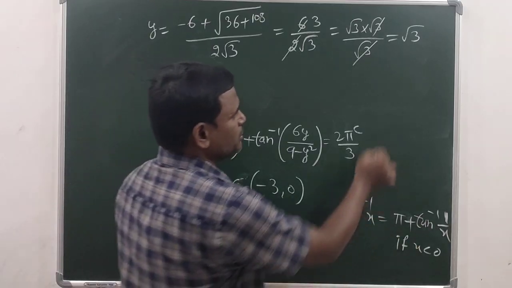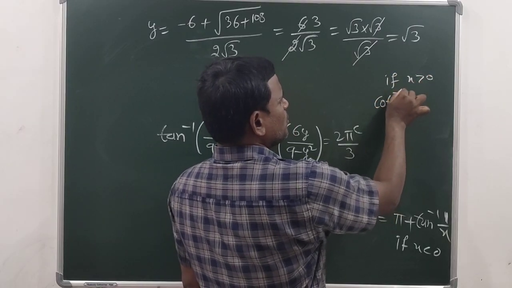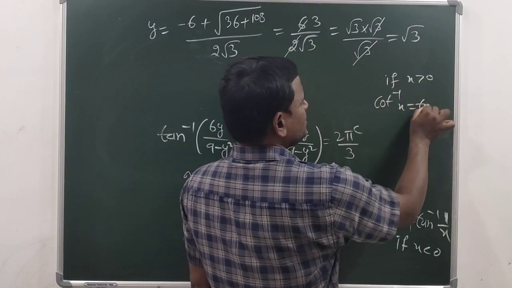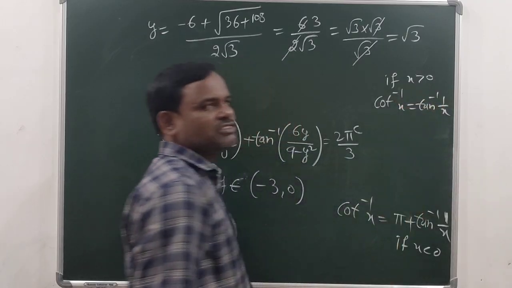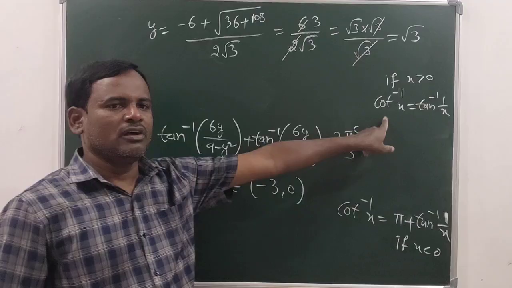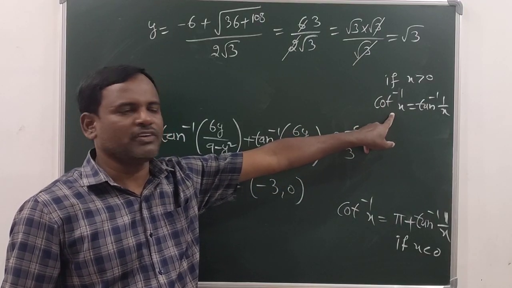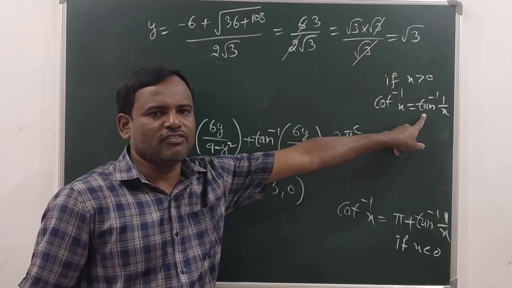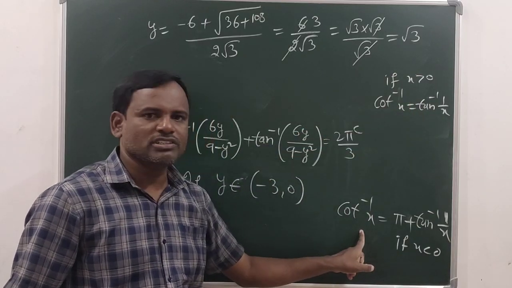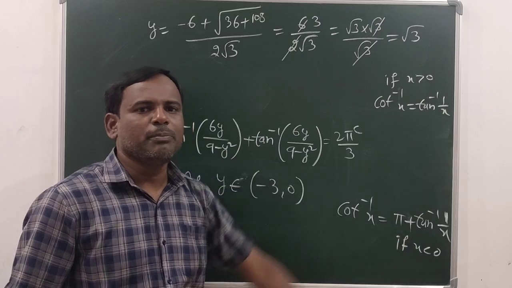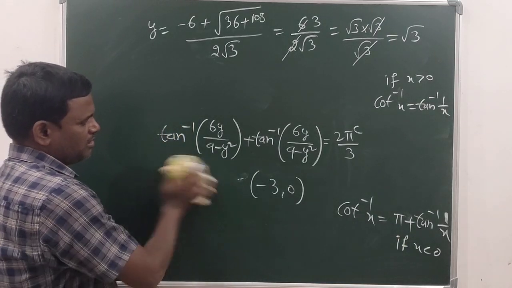Suppose x is positive, then cot inverse of x can be written as tan inverse of 1 by x only. In the previous one, y was positive, hence I have written cot inverse of x as tan inverse of 1 by x. But whenever x is negative, cot inverse of x must be written as pi plus tan inverse of 1 by x. Remember that.